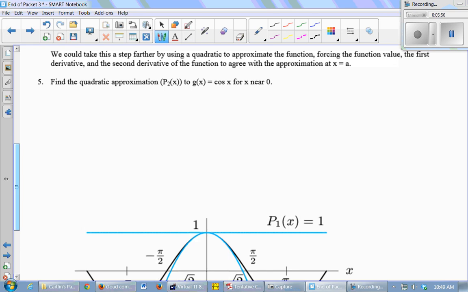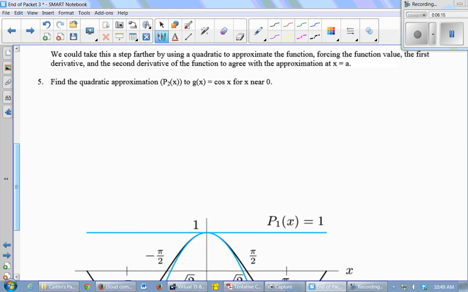When you do it at 0, it's a special kind of Taylor polynomial called a Maclaurin polynomial. But I tend to just use the word Taylor all the time. It's the more general. It's not always at 0, but that's the most common center.